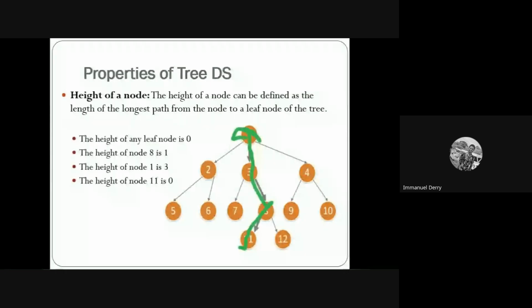However, 11 is 0 as we saw from here, and then 1 is 3 as we saw earlier, and this 8 has a height of just 1. Please, are we clear? So the height of a node starts from the leaves and then moves upwards to the parent node.